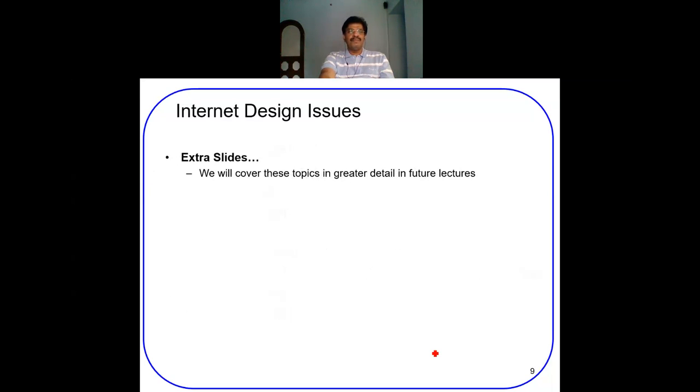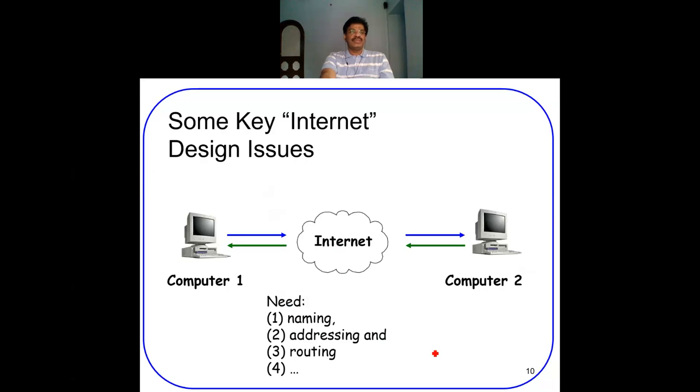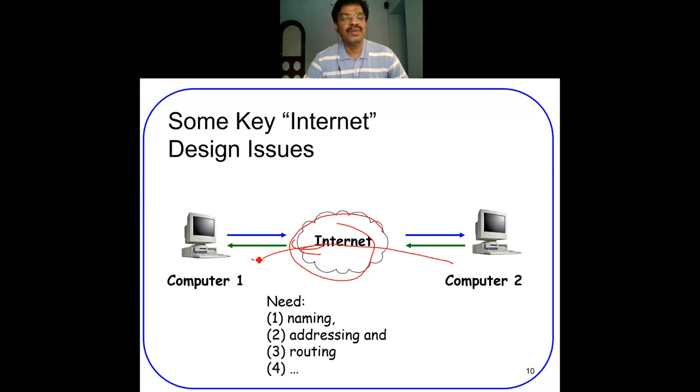So the important design issues associated with the internet for sending the data from computer 1 to computer 2 with the support of internet. Computer 1 sends the data towards computer 2. Computer 2 acknowledges and sends the data required or requested by computer 1. So what is required here? The important design issues will be naming. This computer should be properly named.